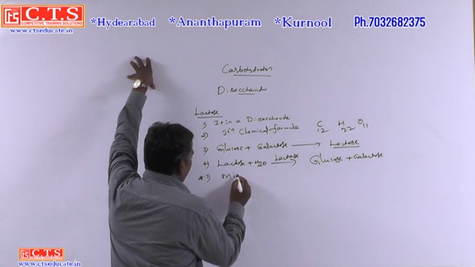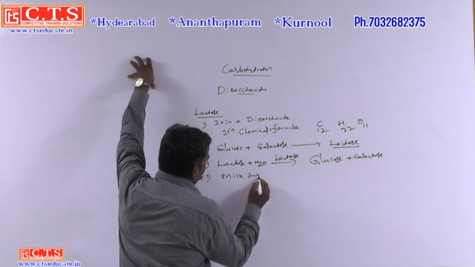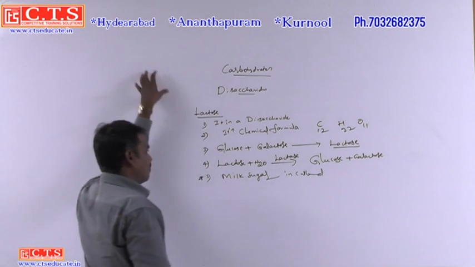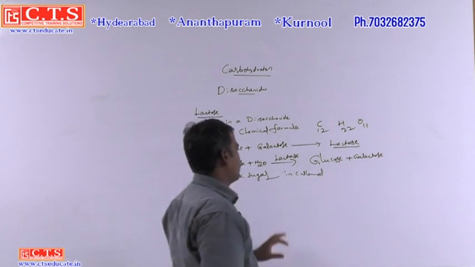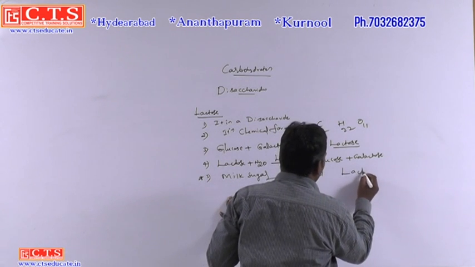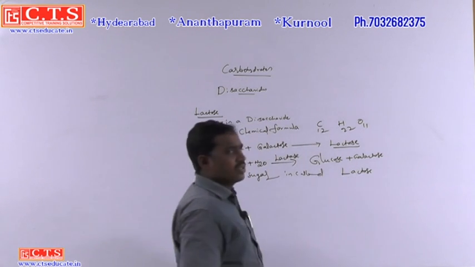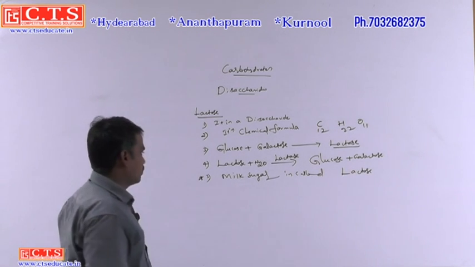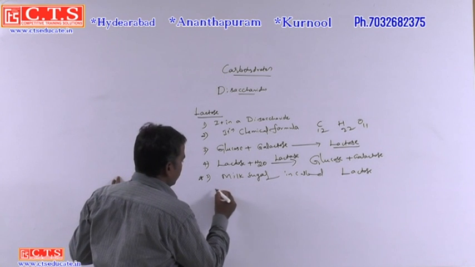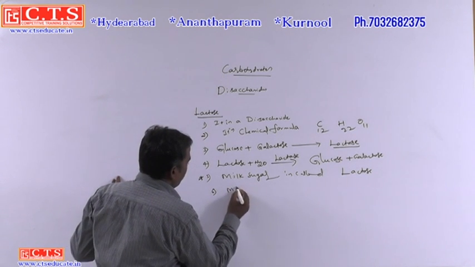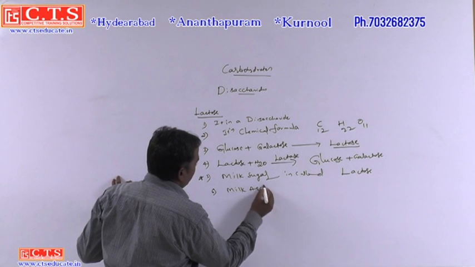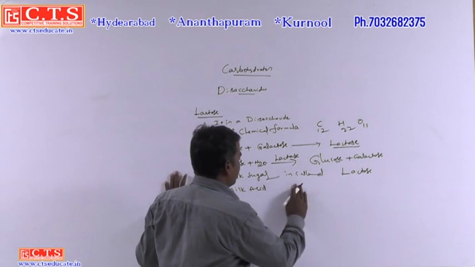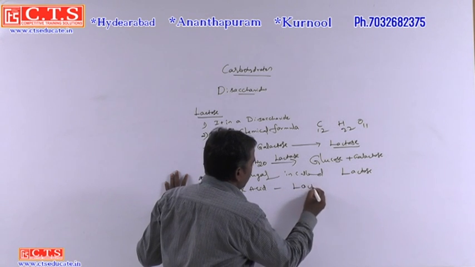Next is a competitive bit. Milk sugar is called lactose. Next, milk acid is called lactic acid.